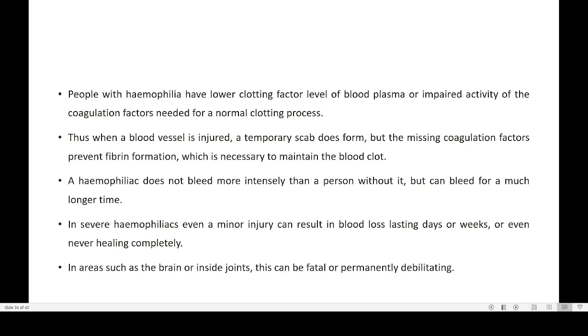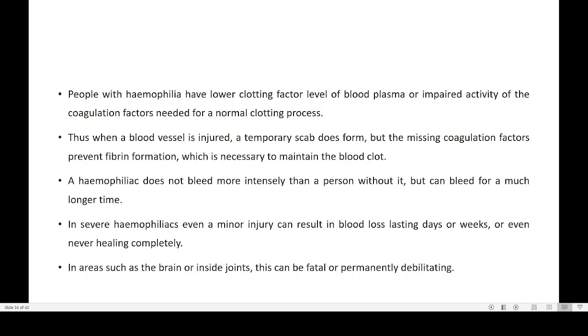In severe hemophilia, even a minor injury can result in blood loss lasting days or weeks, or even never healing completely. That is also a problem. So this kind of people have to be very careful. There is nothing we can do. The only thing is protection. They have to be very careful while handling different types of objects like a knife, scissor, blade, etc. And that will be causing a lot of problems.